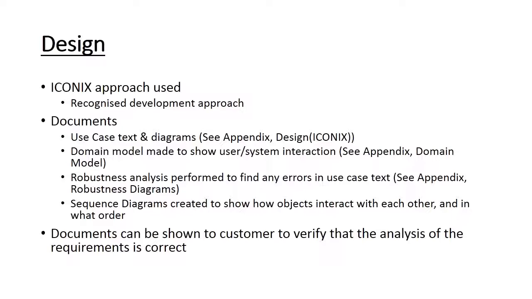The use cases, once checked and updated through robustness analysis, were turned into sequence diagrams. These showed interactions between objects, particularly showing the order in which they happen and the transport and manipulation of data. These provided a vital piece of documentation for the implementation of the software.